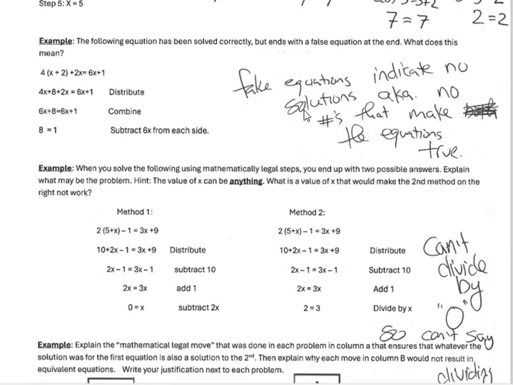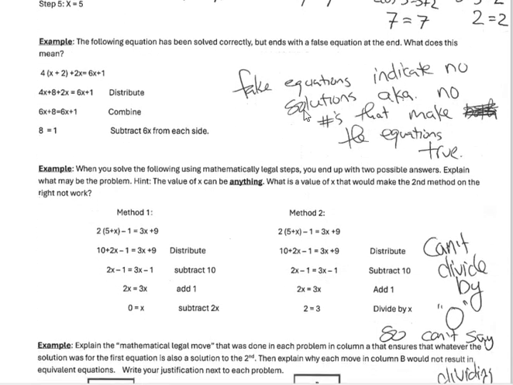This next equation just says, what happens if you solve an equation and the variables went away, but you ended up with a false equation, such as 8 equals 1? If you're solving an equation and the variables go away and you end up with a false equation with just numbers, that means no solution.